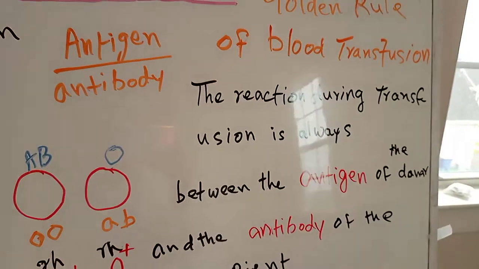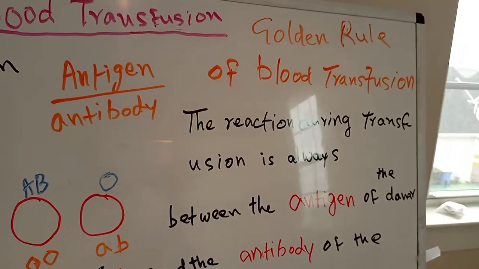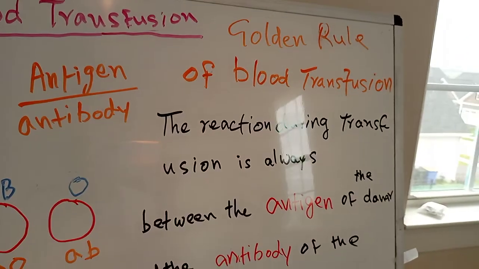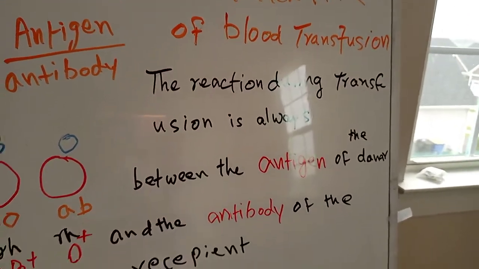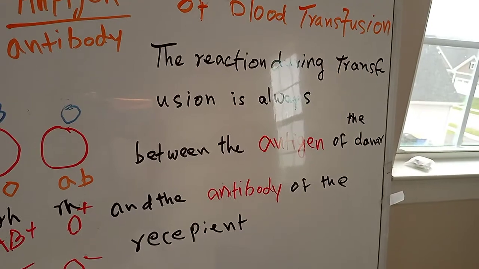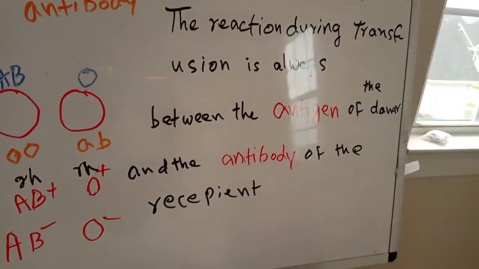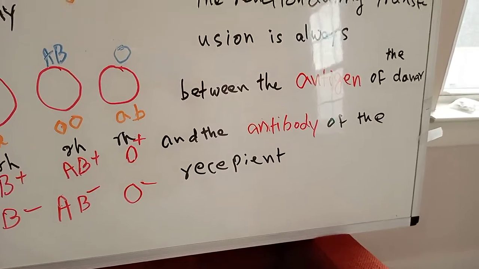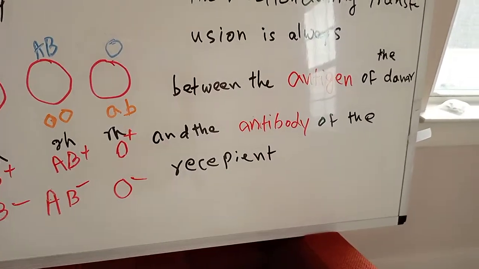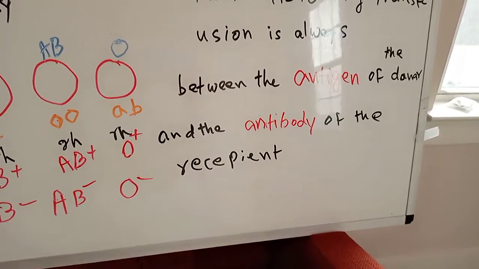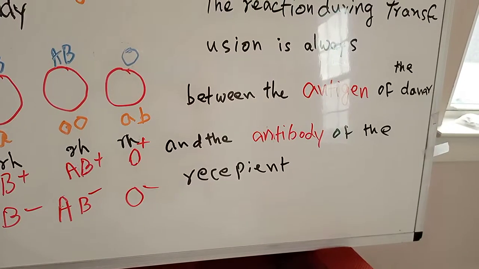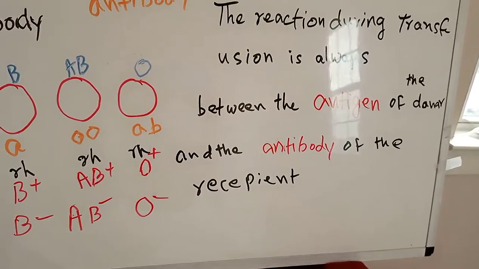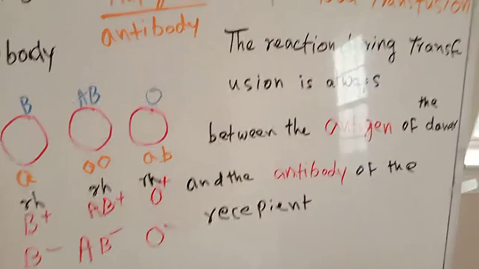Now, I will talk about blood transfusion. The golden rule of blood transfusion is the reaction during transfusion is always between the antigen of the donor and the antibody of the recipient. Remember, antigen of the donor and antibody of the recipient. If you remember this rule, you will never make any mistake.